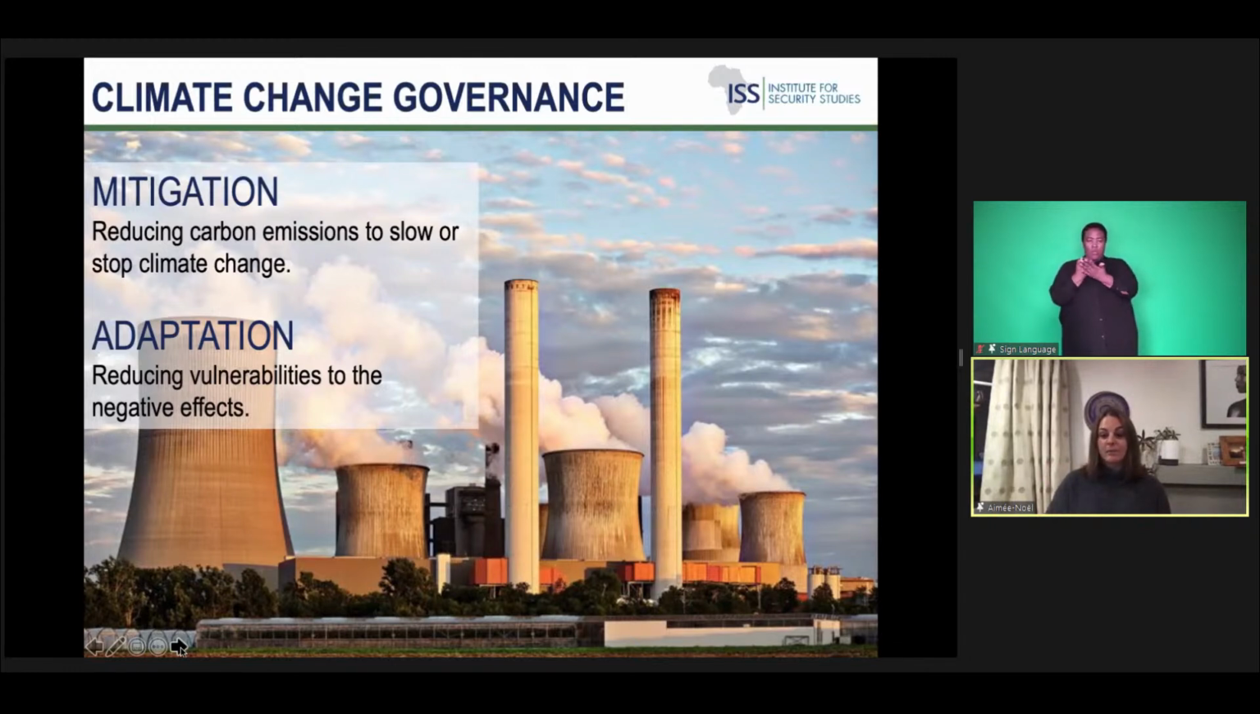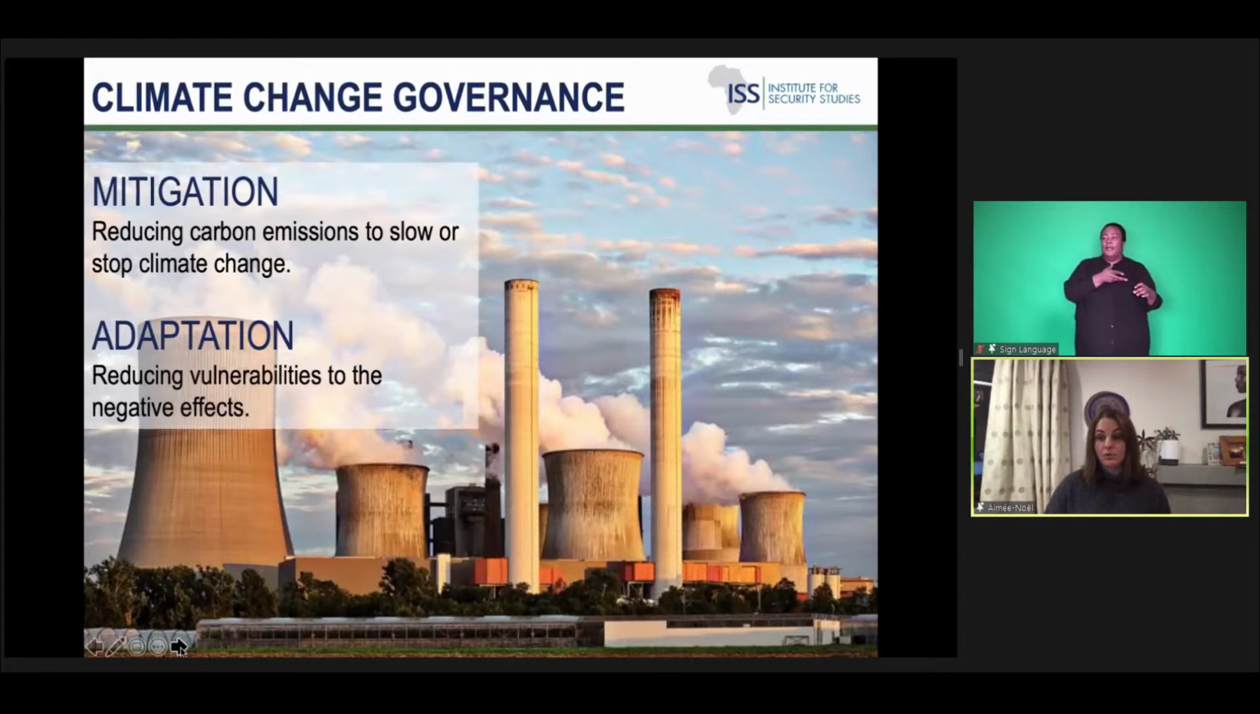But outside the frameworks, actual progress has been delayed and fractured, and coherence across the levels of government has been weak. So when we look at migration and urbanization within climate change governance, we focus on adaptation because that's where it would fit in.